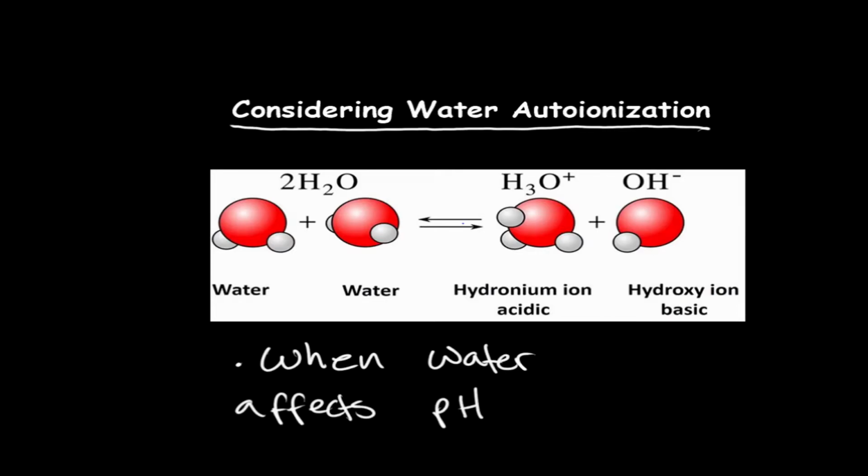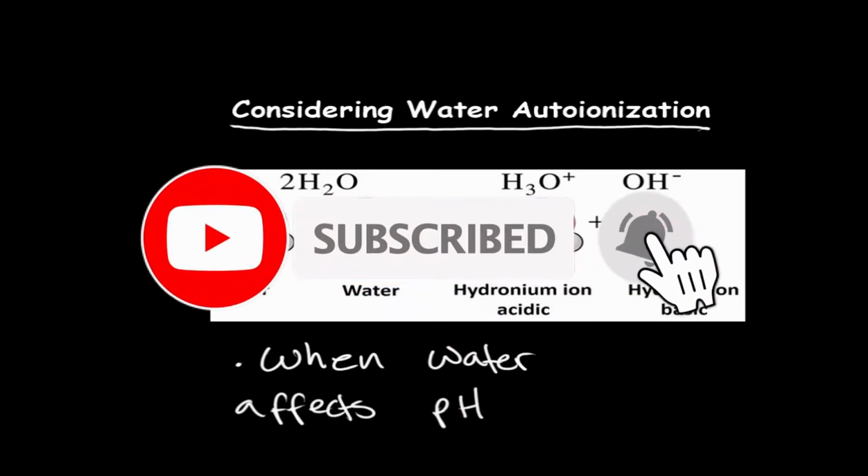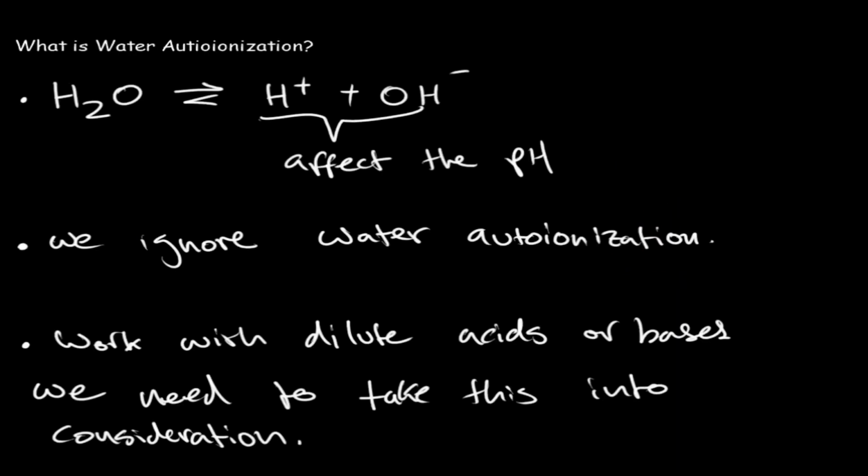Hi. So in today's video, we will be looking at a concept called water autoionization, and we will be looking at how water will affect our pH calculations. So what is water autoionization? Well, there's a reaction that's always going on, the equilibrium reaction of water, where water will dissociate into a proton and its hydroxide anion. And both the proton and the hydroxide anion can affect the pH.